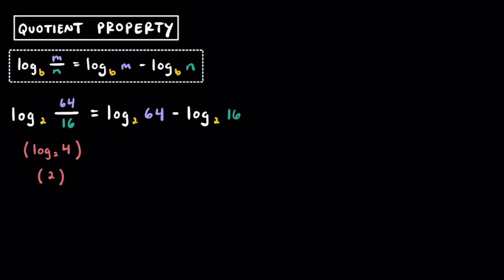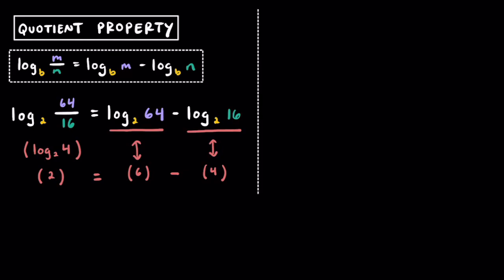Apparently, we can rewrite this using two separate logarithms and write log base 2 of 64 minus log base 2 of 16. The numerator goes in the first logarithm, and the denominator goes in the second one. Log base 2 of 64 is equal to 6, since 2 to the 6th power is equal to 64, and log base 2 of 16 is equal to 4, since 2 to the 4th power is equal to 16. Subtracting these two values of 6 and 4, we do indeed get the 2 that we got from the beginning.